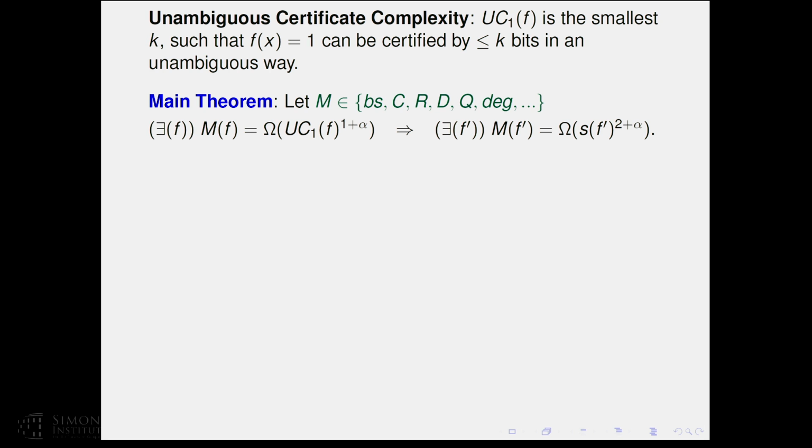And our main theorem is the following. It says that if you pick any measure from the set of all the things that I had on the first slide, and you construct a family of functions that have M of f is omega of UC1 of f to the power 1 plus alpha, we can construct a new family of functions that have 2 plus alpha separation from sensitivity for the same measure. Okay?